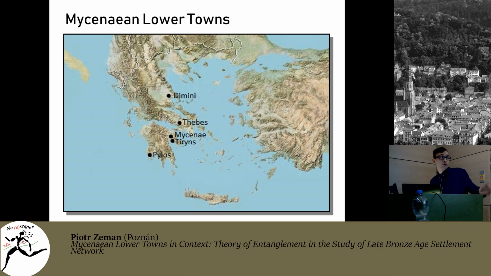Also noteworthy, each of them kind of represents a region, with Mycenaean Tiryns representing more or less the region of Argolis, Pylos representing Messenia, Thebes Boeotia, and Dimini Thessaly. And we certainly lack Laconia because of the lack of data from Agios Vasilios, and Attica.